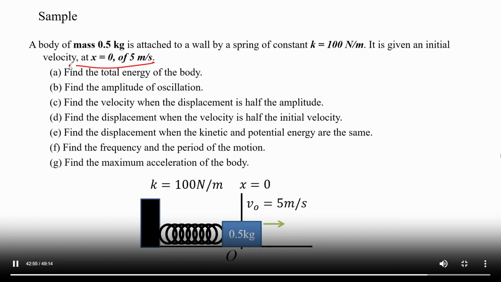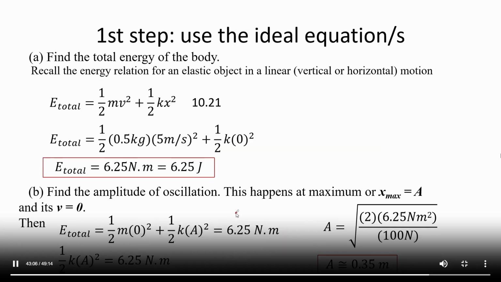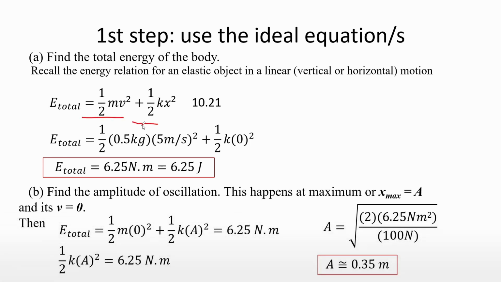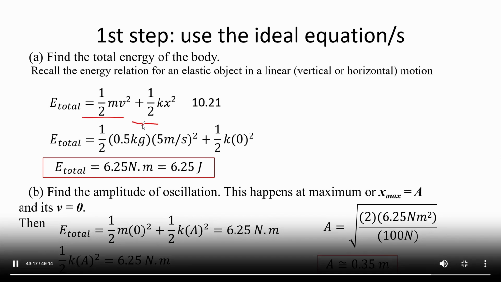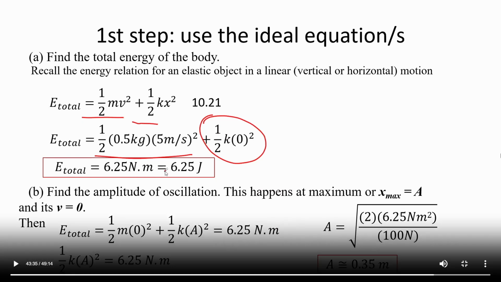So here we have a figure with the spring constant of 100 at equilibrium, with an initial velocity of 5 meters per second. Letter A, find the total energy of the body, which is simply the sum of the kinetic plus the elastic potential. At the equilibrium position, x is 0, so the potential energy is 0. So the total energy is simply the kinetic energy, one half mass times velocity squared, which is 6.25 joules.